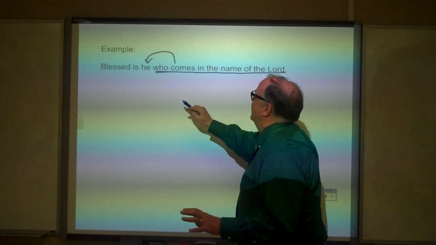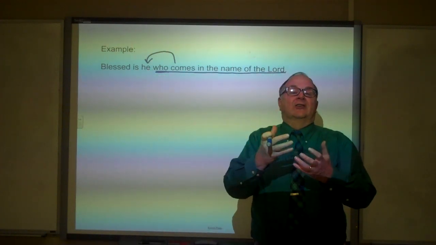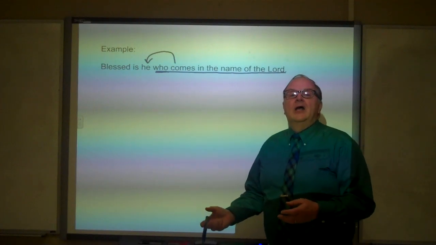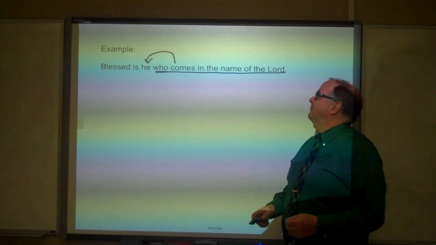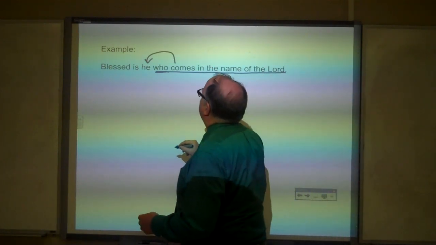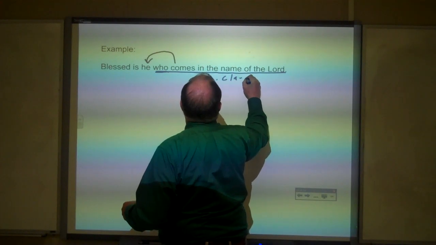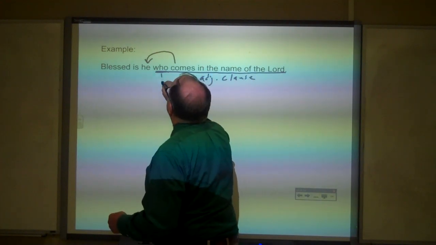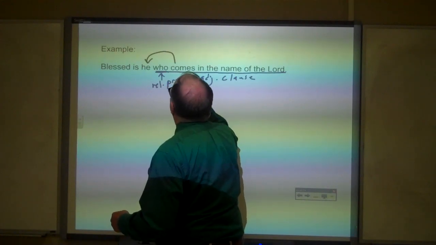It's called a relative pronoun because it's a pronoun, it takes the place of a noun, and it relates the subordinate clause to the rest of the sentence. So, who comes in the name of the Lord is an adjective clause, and who is the relative pronoun.